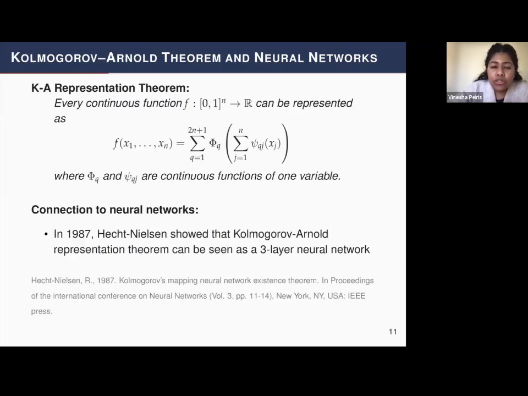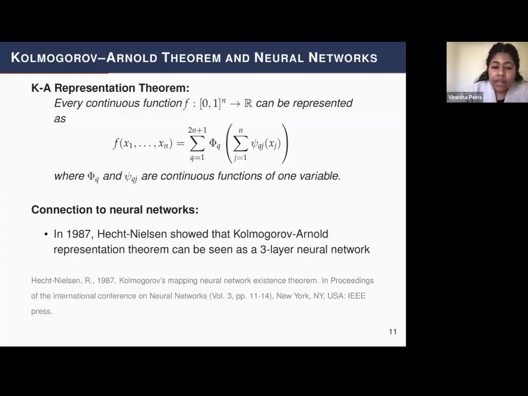Okay, there are also connections between the Kolmogorov-Arnold theorem and neural networks. If you are not familiar with the Kolmogorov-Arnold theorem, it was developed probably as an answer to the very famous Hilbert's 13th problem. It simply says that every continuous function f can be represented by using summations and compositions of one-variable functions. So that's what the Kolmogorov-Arnold theorem simply says.